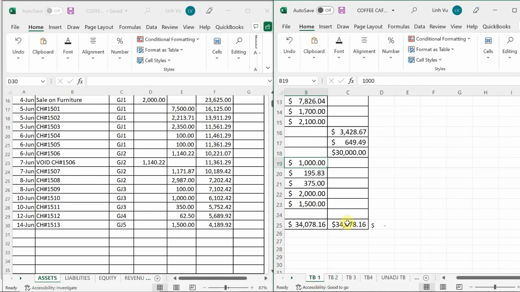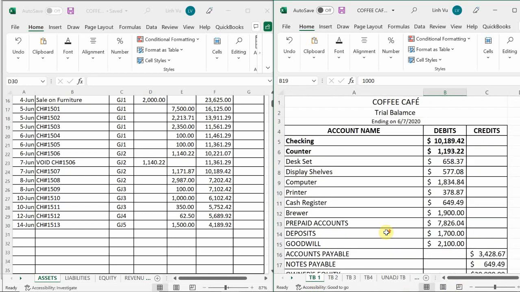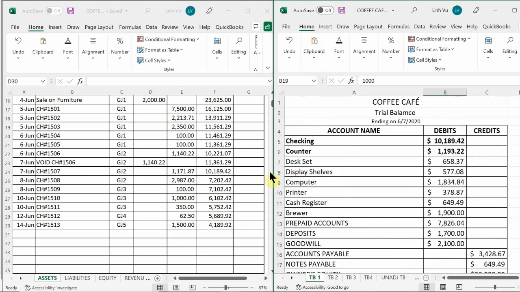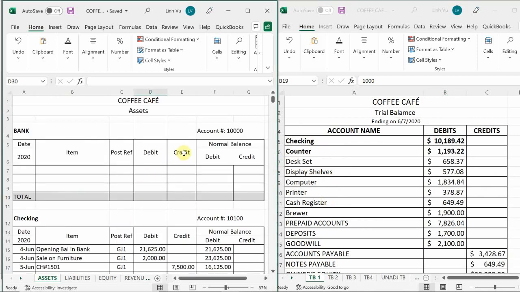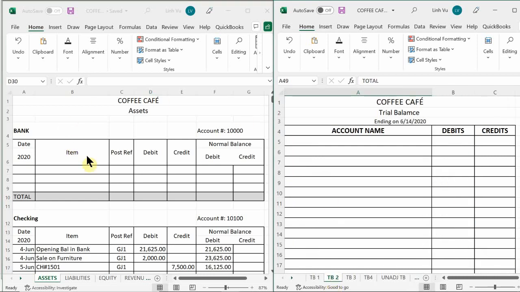So here's my first trial balance. Everything looks good. Everything is debit and credit. It comes out even. So what I'm going to do is the same thing, but I definitely have way more accounts that I need to put in here. So I'm just going to do my trial balance number 2 and go through every single account, putting in their respective account balances, okay?